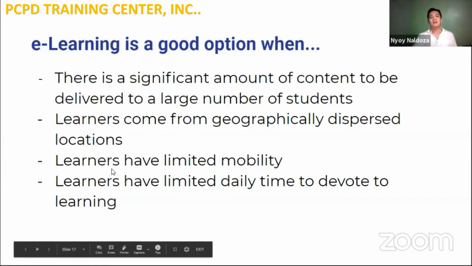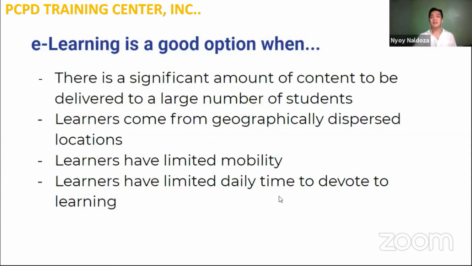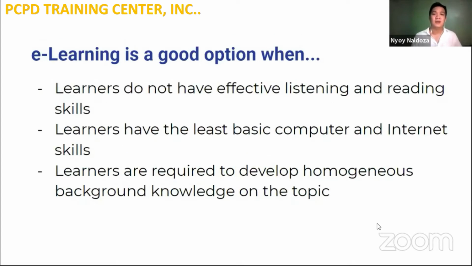Okay? Learners have limited mobility and limited daily time to devote to learning. That's why it's a good option if you will be dealing with this. Another, learners do not have effective listening and reading skills. Yeah, e-learning is a good option as well. If the students have at least basic computer and internet skills, you can go to e-learning.